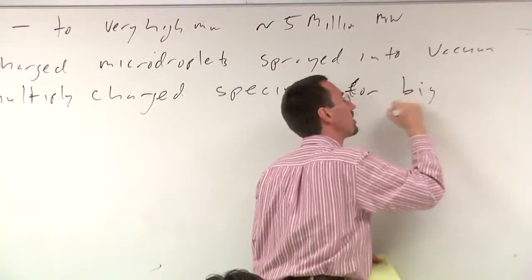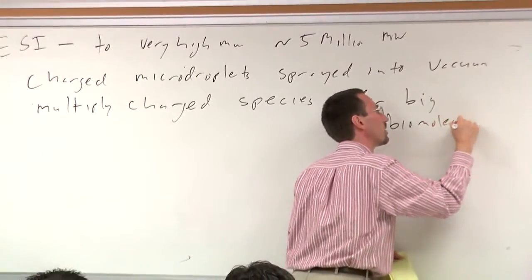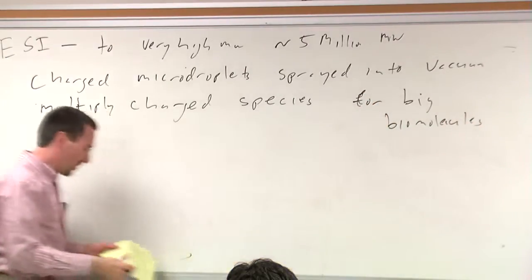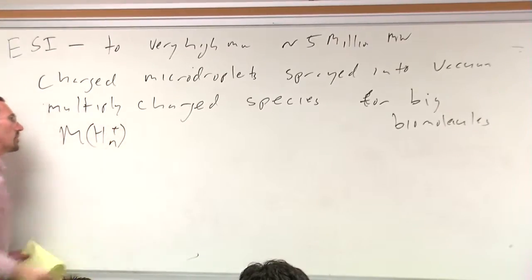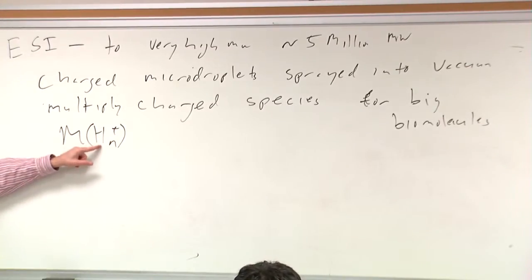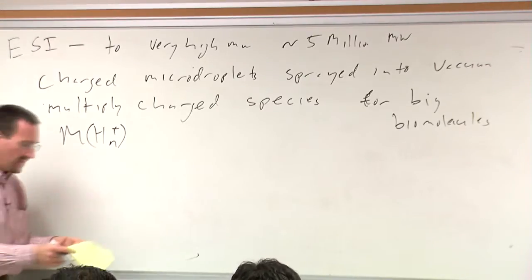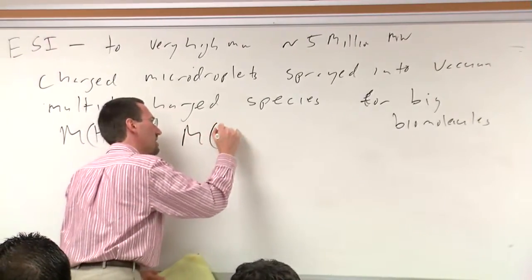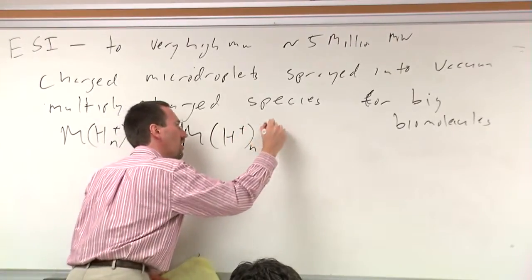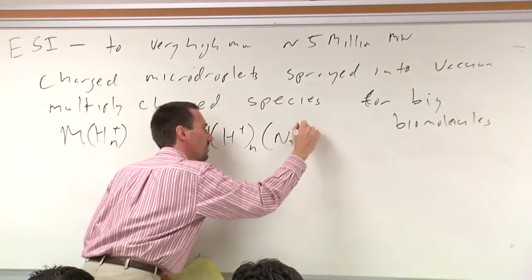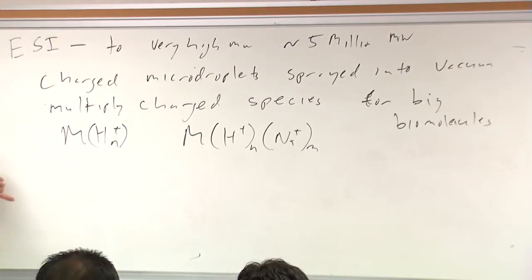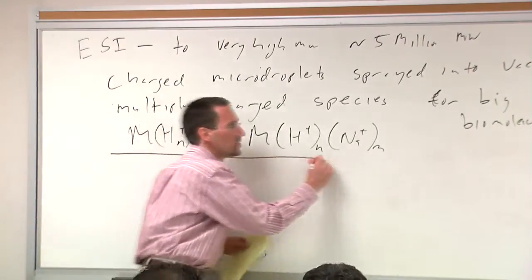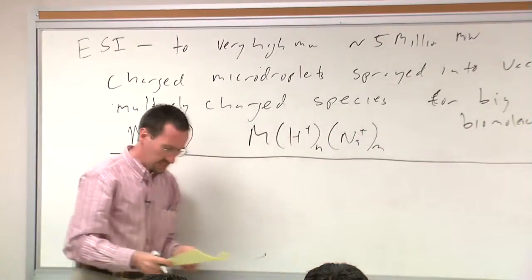I'll say big biomolecules. So for example, you will end up with MH n plus. For example, you might end up with 3 protons on your molecule. Often you will pick up sodium. So you will end up, for example, with a certain number of protons and a certain number of sodiums on your molecule. The sodium cation will give charge to it as well. So anyway, I'm going to show you an example of this in just a second. I'll show you an example of an ESI mass spec.